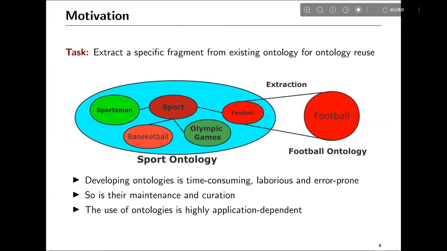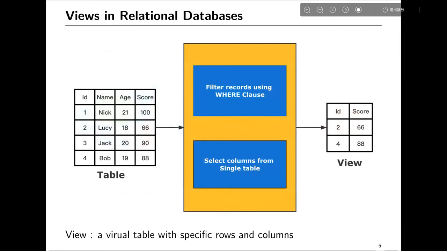So in this case, we create views of ontologies that can serve the same purpose. The view is a concept from the field of relational databases. In a relational database, we can construct a view from an existing table through keywords such as select and where. A view contains specific rows and columns. Views allow users to only care about the specific data they are interested in.